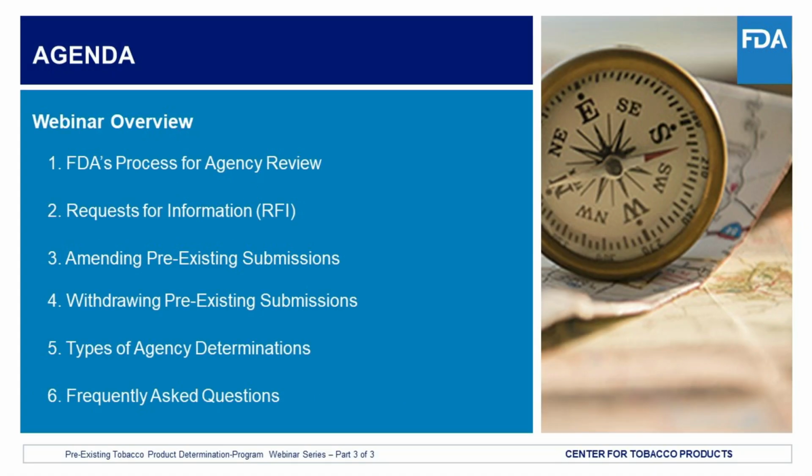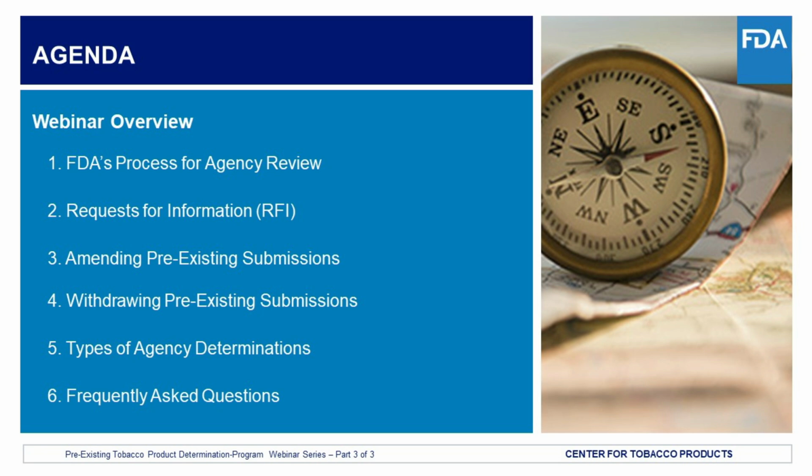This webinar will provide an overview of the steps taken by FDA when requested to determine the status of a pre-existing tobacco product. In this webinar, we will describe initial agency review, including unable to accept letters, unable to review letters, and acknowledgement letters. Further, we will explain what a request for information, or RFI letter is, and the circumstances under which FDA may send an RFI letter.